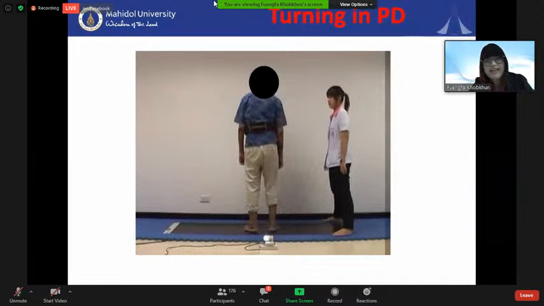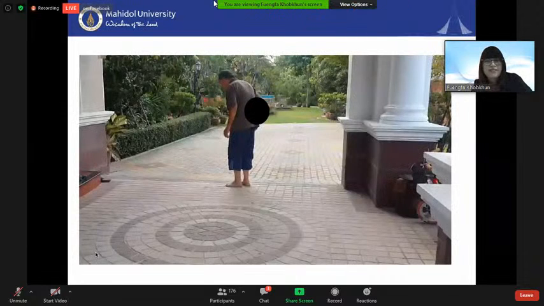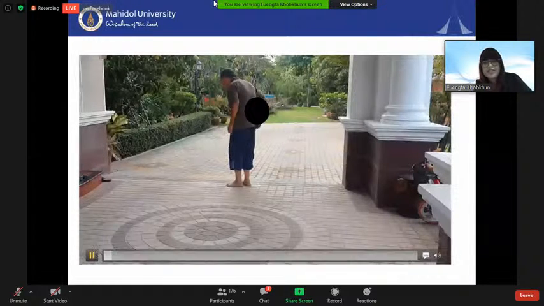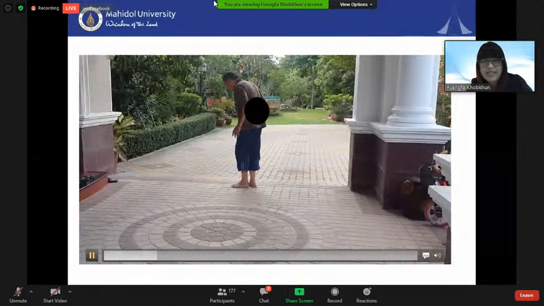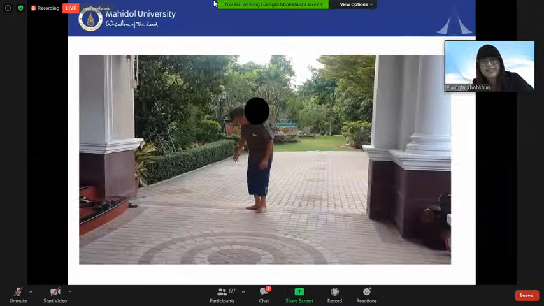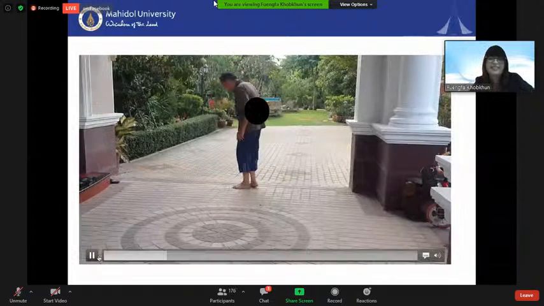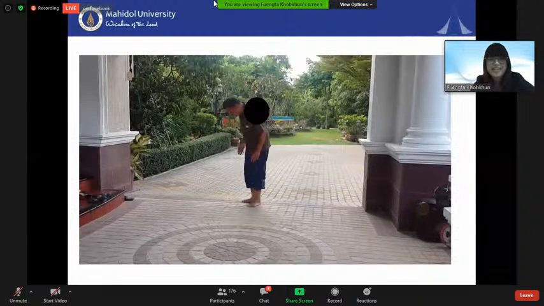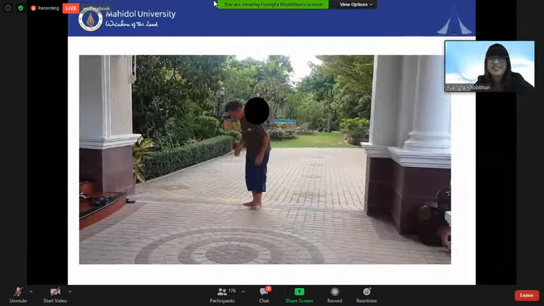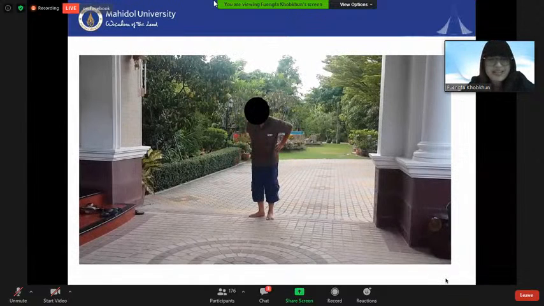Okay, and then this is another case that I have from my college. This is like a walking turn. See? Okay, would you like to see again? Yeah, you can try now how many steps that you use in 180 degrees or for 360 degrees.